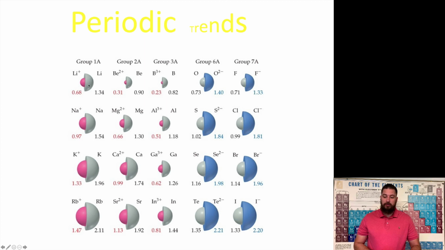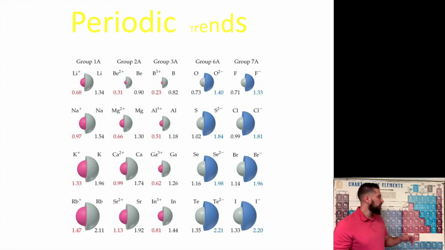As you go from top to bottom, look at the size of the atom. Notice how it gets larger, and the reason is because it has more energy levels. But notice what happens to the size as you go from left to right. Notice how the size actually gets smaller. You can see the numbers right here: 1.34, 0.9, 0.8, 0.73, and 0.71. So as it goes from left to right, it gets smaller.